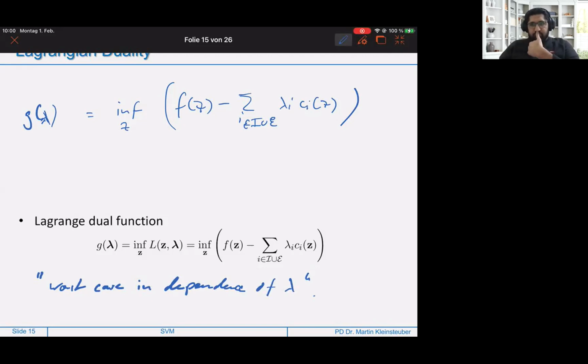Okay, good. And if this is the worst case, you can ask under which condition we can minimize the worst case, so that this worst case is not too bad. This motivates us to look at a maximization over lambda. We are searching for a lambda for which this worst case is not too bad, so we want to maximize this Lagrange dual function. And this is the so-called dual problem.